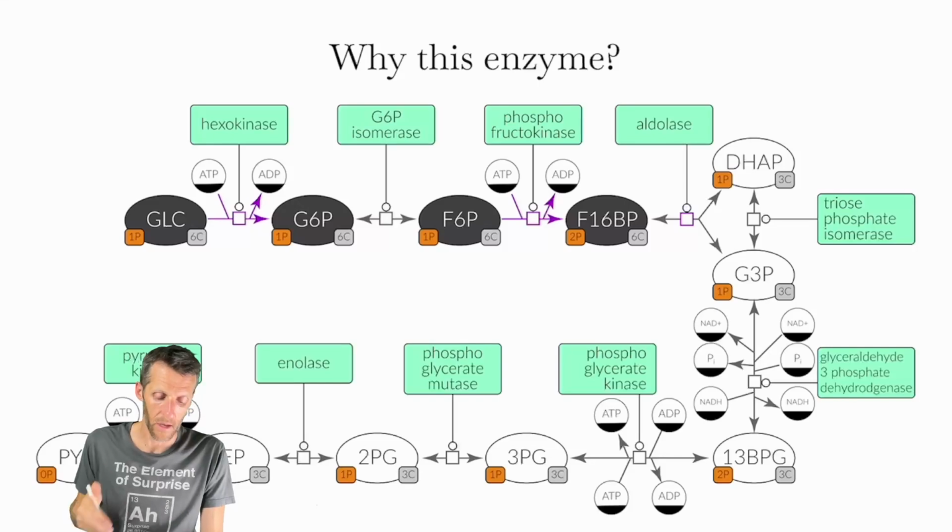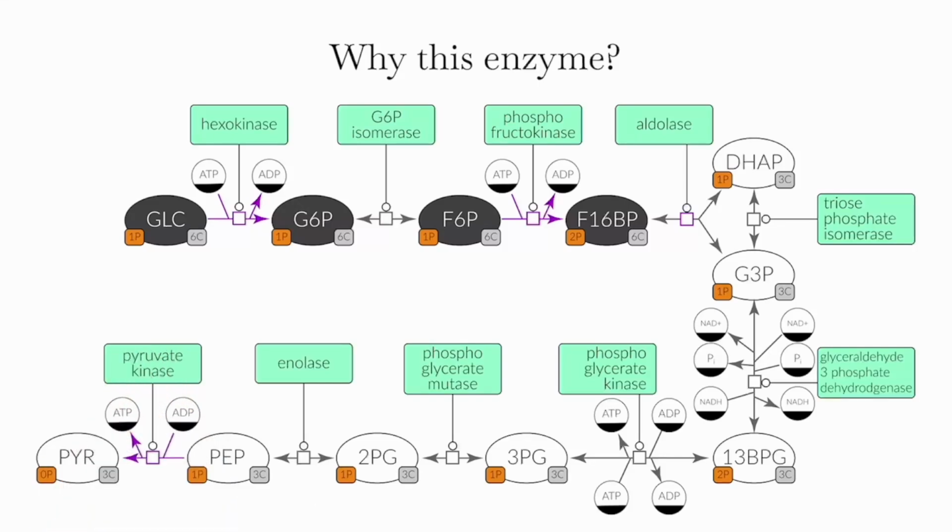But this raises a question of, well, why this enzyme, right? We've got 10 enzymes in this pathway. We are inhibiting this one right here, phosphofructokinase. Why that enzyme and not some other enzyme in the pathway? Is there something special about it? That's the question we're going to ask today. And as we ask that question, we're going to learn about some metabolic regulation principles in general.